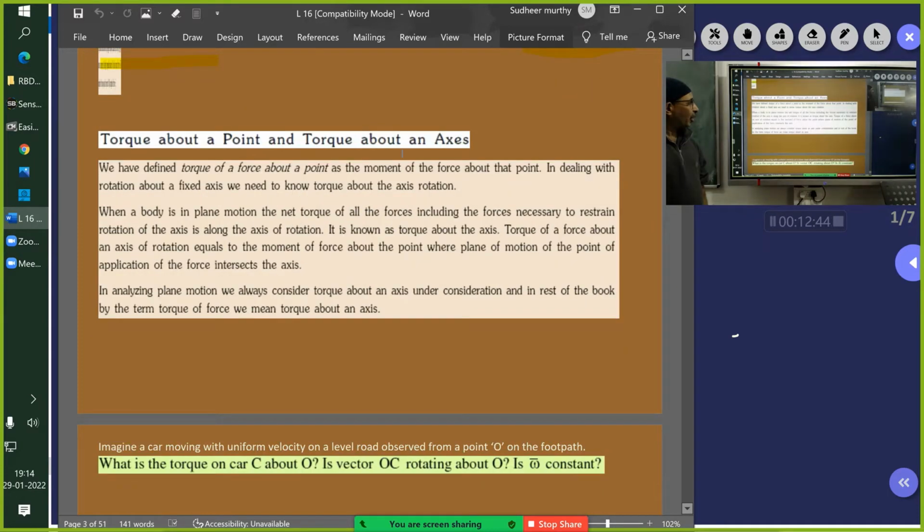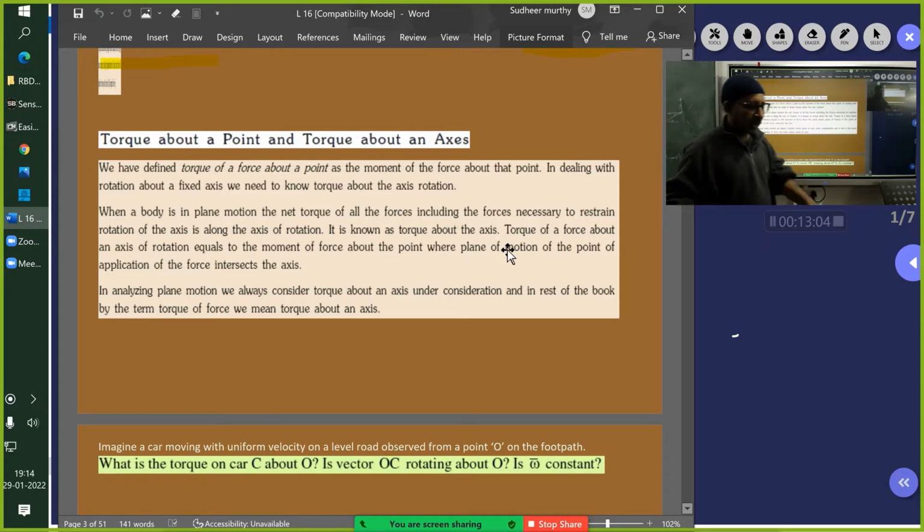Now, torque about a point and torque about an axis. Here you see we have defined torque of a force about a point and the force dealing with it. When the body is in plane motion, the net torque of all the forces, including the forces necessary to restrain the rotation of the axis, is known as torque about the axis.